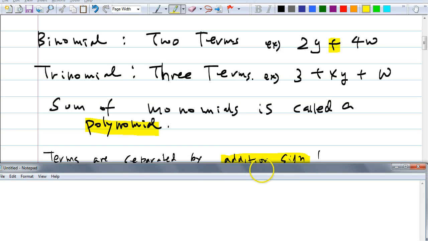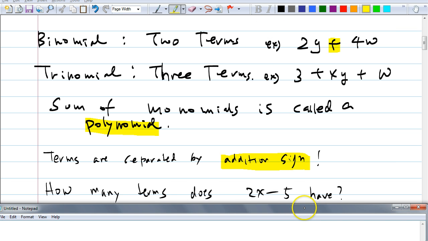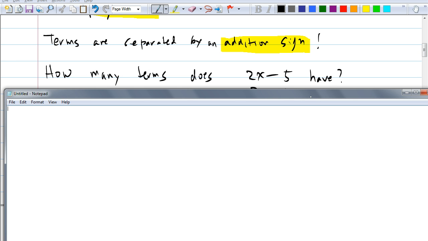Now, we just said terms are separated by an addition sign, right? So what about this? How many terms does this have? Think about it. Everybody write this down, and write down how many terms you think 2x minus 5 has. Go ahead. With your fingers, tell me how many terms you see. I want 100% participation. So I have 2x minus 5.